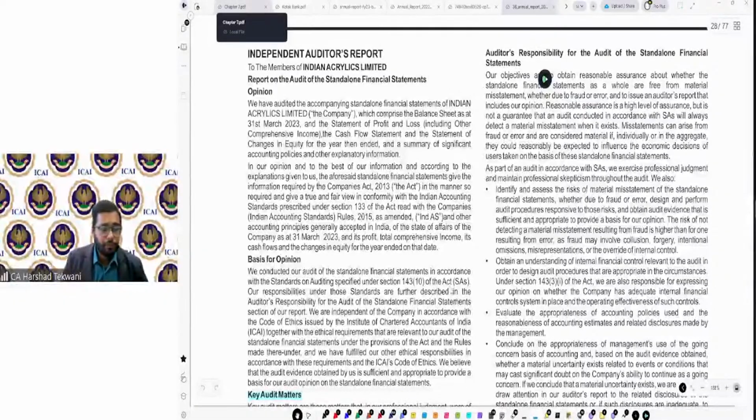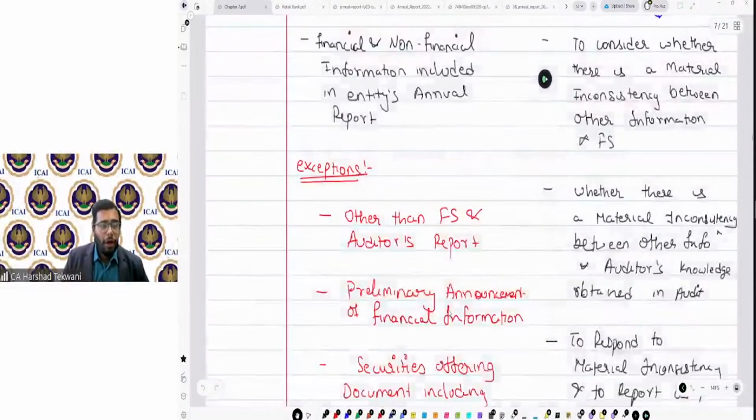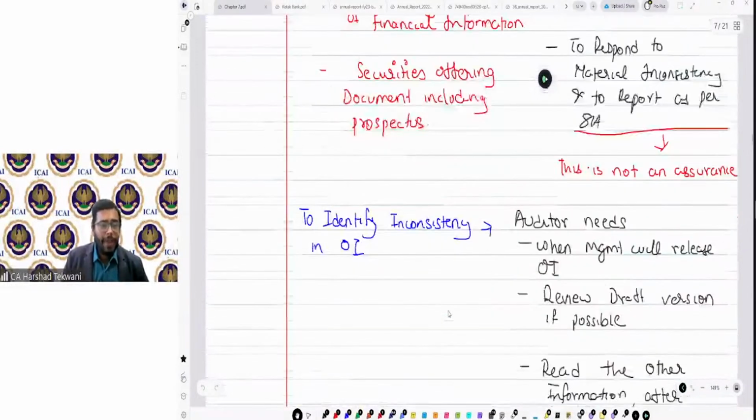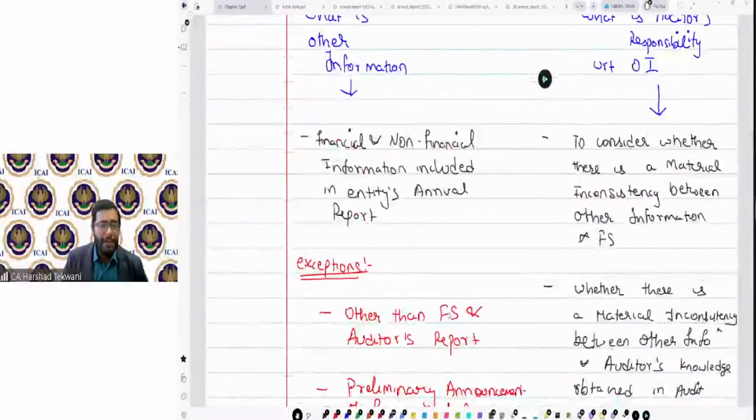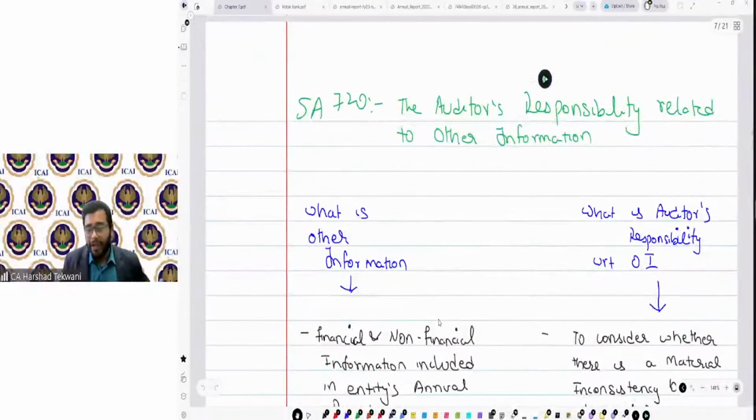We saw that. If there is an issue already identified in the corresponding figures, then what to do? If we have identified an issue in the comparative financial statement, then what to do? Let's say, for example, we identified a material misstatement in the corresponding figures. Then only we need to refer to that corresponding figure in our opinion. Otherwise, we should not refer to corresponding figures in our opinion.